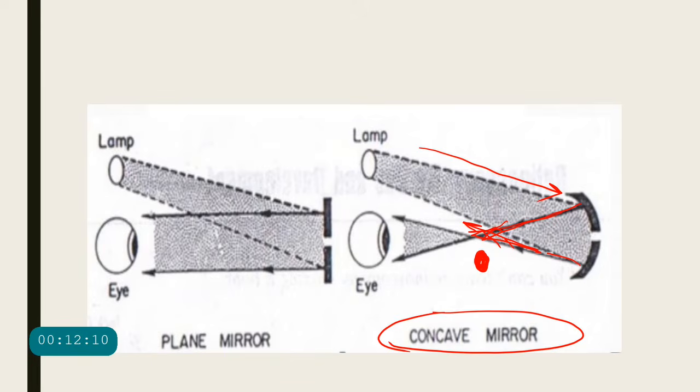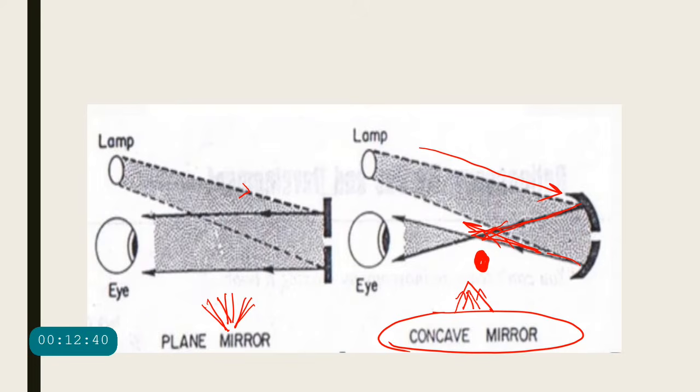In case of plane mirror, the plane mirror usually does not cause convergence. It might just reflect the light rays as they're coming. So if diverging rays of light are coming, you're going to get diverging emerging rays also, and they are going to enter the pupil. So in plane mirror, we have more diffuse light which is going to enter the patient's eye, and in concave mirror, we have a focused light that is going to enter the patient's eye.